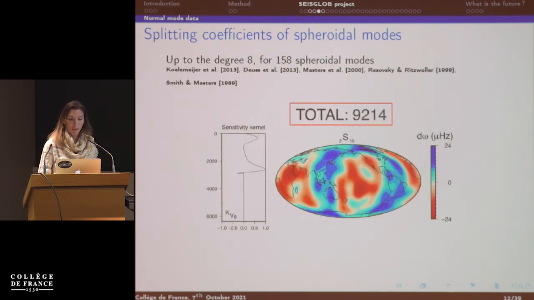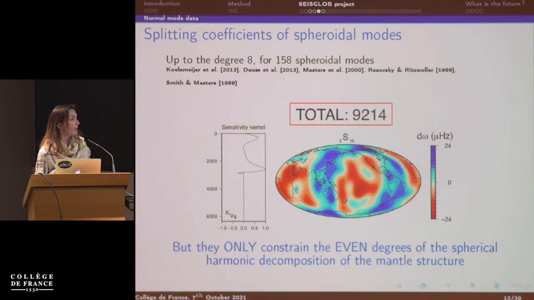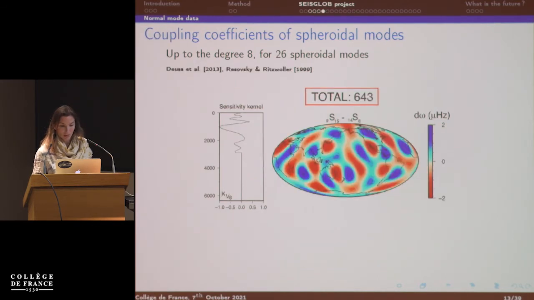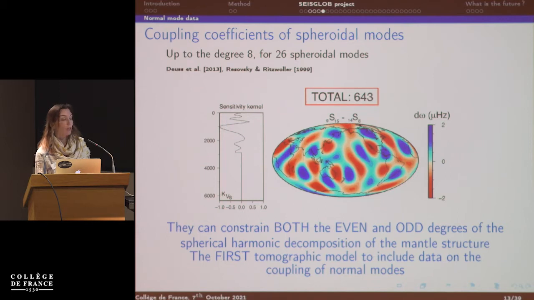We haven't made a measurement by ourselves, but there are some published measurements of the splitting and coupling of normal modes. So we compiled some published data, related to the spherical harmonic degree. We use them only up to degree 8, and this is the total number of data we found in the literature. The only limitation of this data set is that it's only sensitive to even spherical harmonic degrees. So that's why we also combine them with cross-coupling coefficients.